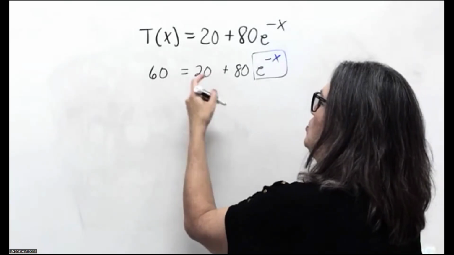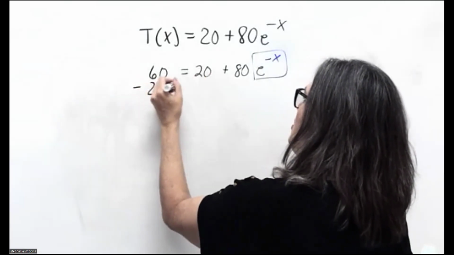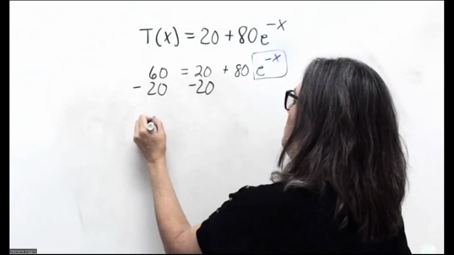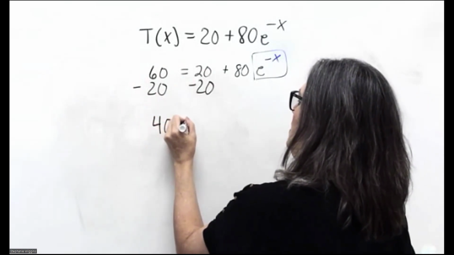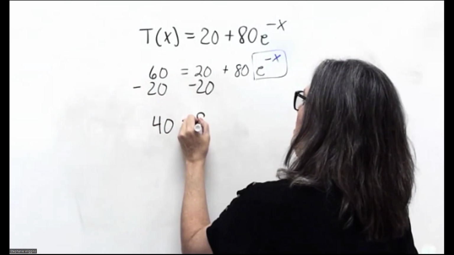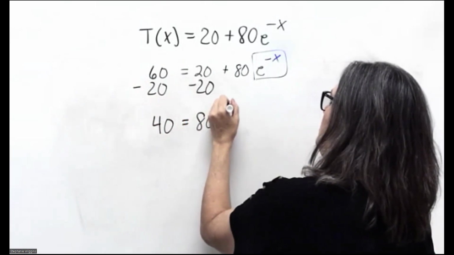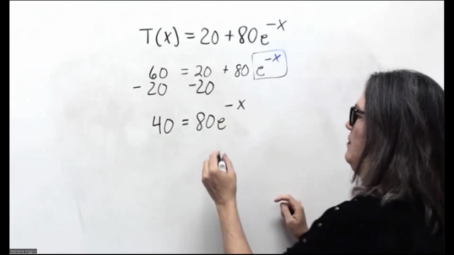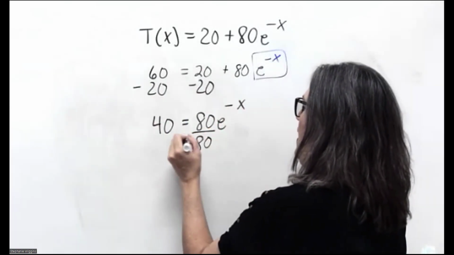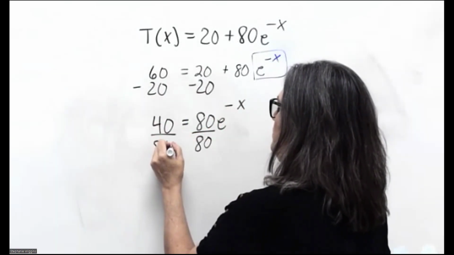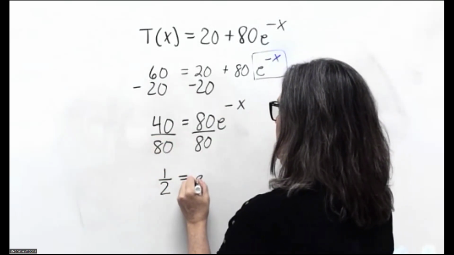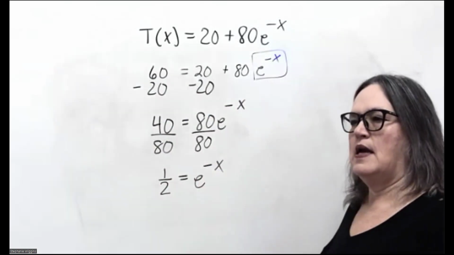So I'm going to subtract 20 from both sides of the equation. And that's going to move the 20 over here. So this is going to become 40 equals 80e to the minus x. And then I still need to get this piece by itself. So I'm going to divide by 80. And I get 1/2 equals e to the minus x.